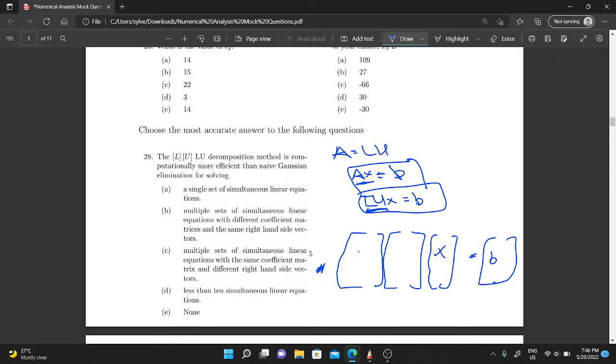This is your X and this is your B. This is your L and this is your U. For your optimum solution, B and L and U shouldn't change. Right? They should remain the same, and then B can change, because of the way you solve an LU decomposition.